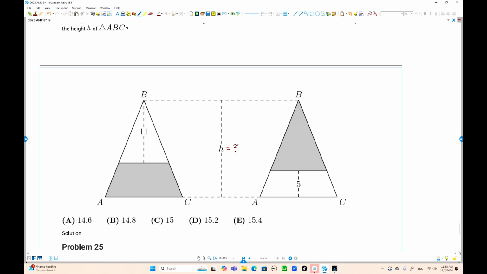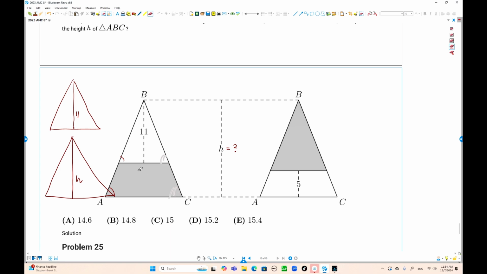Maybe you can use some number, but still I'm going to use the ratio of similars. That's the easiest way. Because what? The small triangle and the large triangle. This height is 11. This height is h, all together, right? These two triangles are similar. We know that, right? This angle is equal, the other angle is also equal. The ratio of the length is 11 to h. What is the ratio of the area? 11 squared is 121. This area is h squared, isn't it?